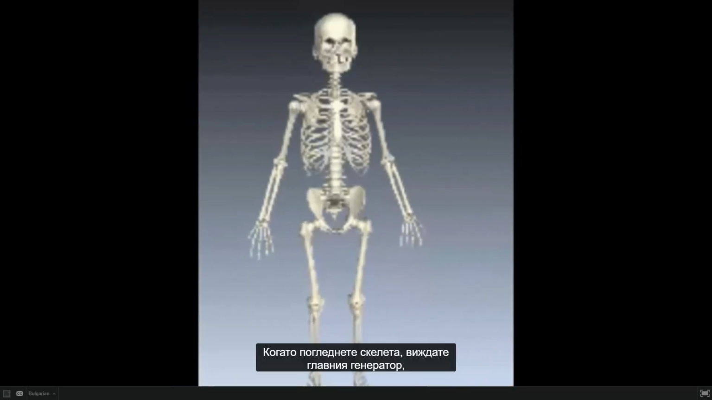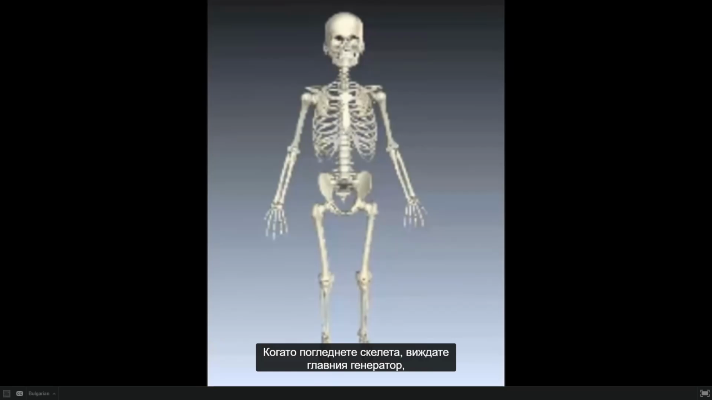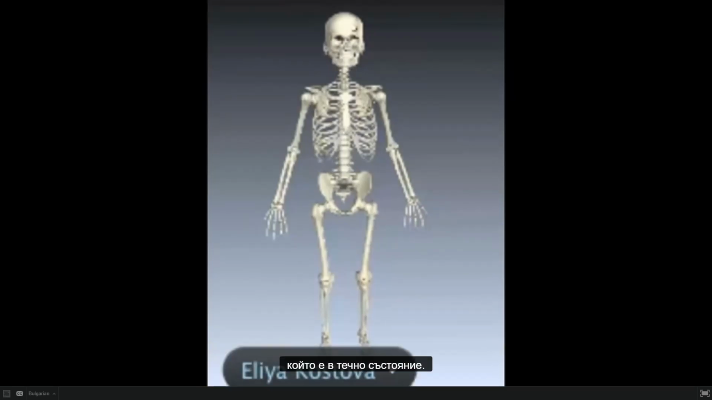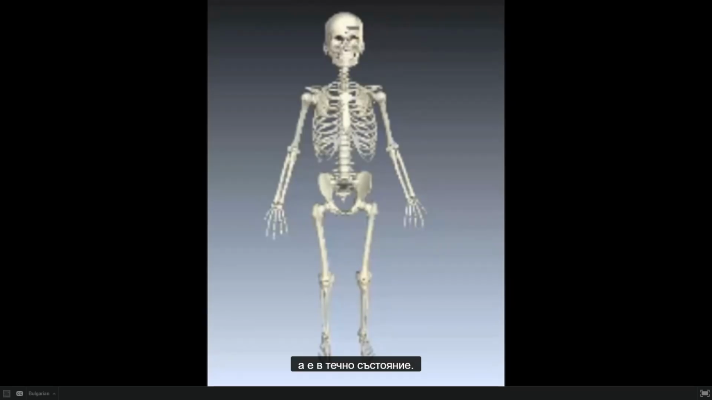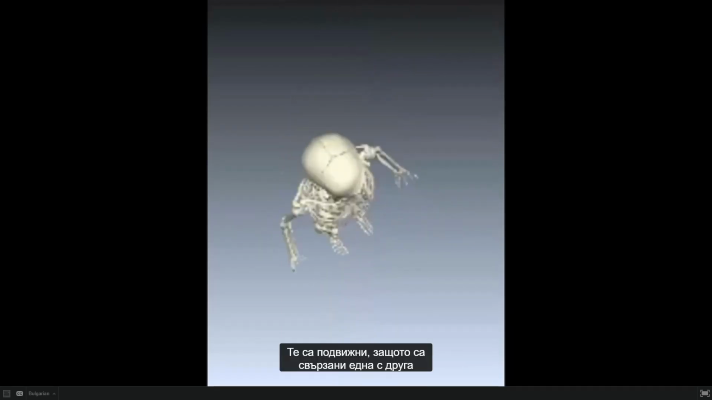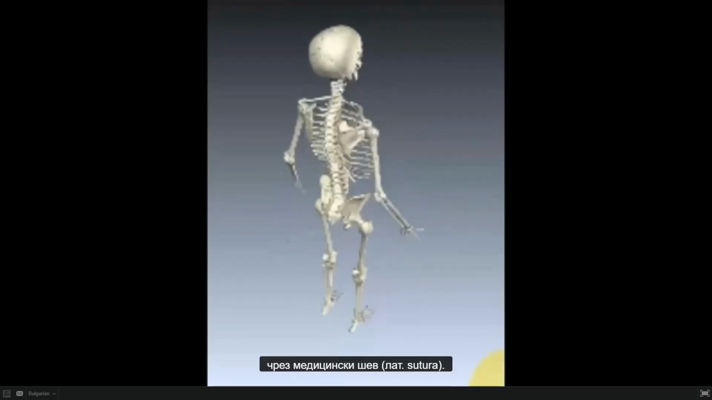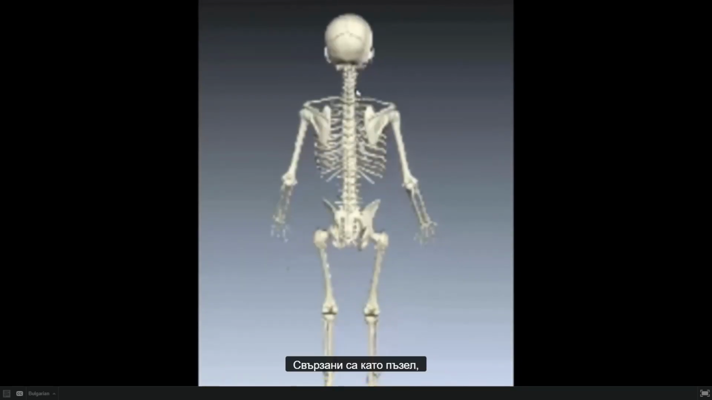What I want to say is, when you look at the skeleton, you see the main generator in a liquid state. Actually, our brain is not solid matter. It is a liquid state. When you open your skull, it is liquid state. And you see the bones of your skull are so dense, and actually they are flexible because they are connected to each other with this suture, we call it sutura in Latin. They are shaped like a puzzle. They are able to open and they are able to go in.